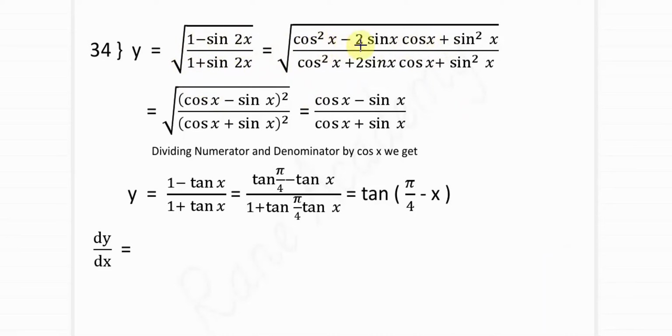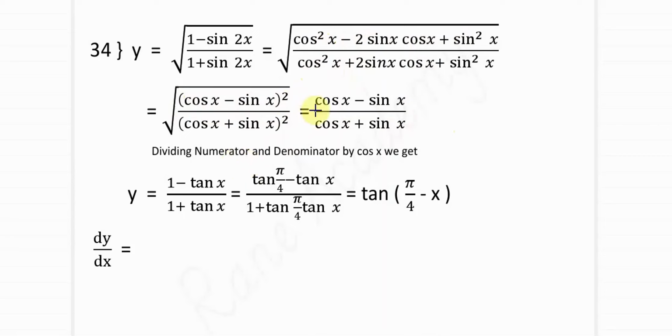Now here we have a square minus 2ab plus b square, which is (a minus b) whole square. In the denominator we have a square plus 2ab plus b square, which is (a plus b) whole square. Now it is whole square and square root, so the square root vanishes, and we get (cos x minus sin x) upon (cos x plus sin x). Now we can differentiate here also, but we'll still try to simplify it.